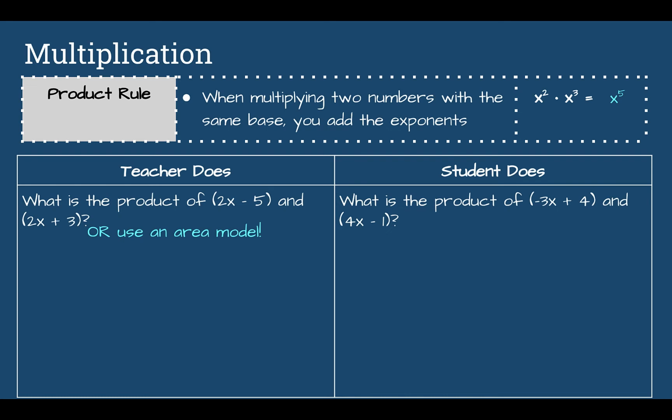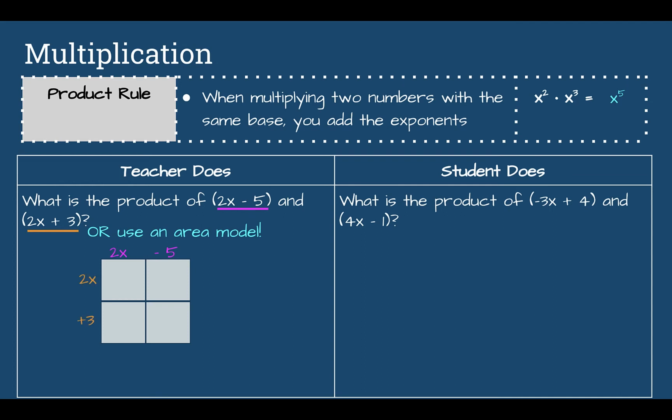So to do this, just like an area model with number multiplication that you might have learned in 3rd or 4th grade, you take how many terms and make boxes. So this had 2 terms, it's 2 boxes wide, 1 box for each term. So 2x gets a box, negative 5 gets a box. Then you are multiplying it by 2 terms, 2x plus 3. So you would make it 2 boxes tall. 1 box for 2x and 1 box for positive 3.